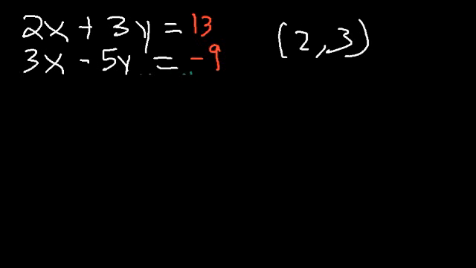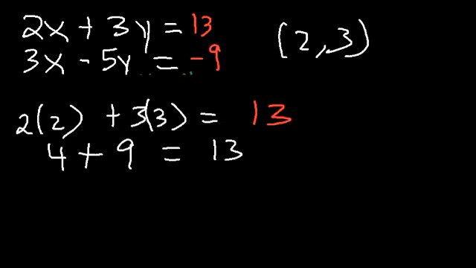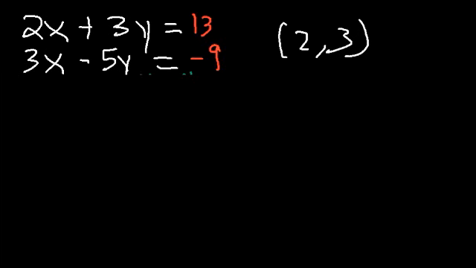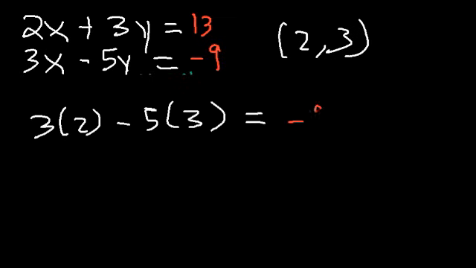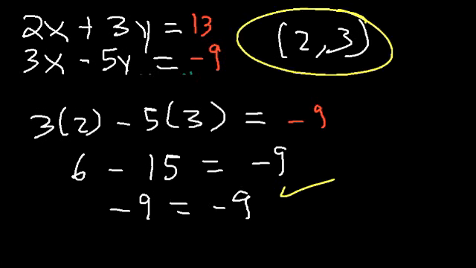Let's plug 2 and 3 into the equation. It's going to be 2 times 2 plus 3 times the value of y. Let's see if that's equal to 13. 2 times 2 is 4, 3 times 3 is 9, and 4 plus 9 is 13. So 13 equals 13. This is a solution to the equation. Now let's try the other equation. Let's make sure that it works as well. So 3 times 2 minus 5 times 3. Is that equal to negative 9? 3 times 2 is 6. 5 times 3 is 15. 6 minus 15 is negative 9. So therefore, this is the right answer. x is 2, y is 3.